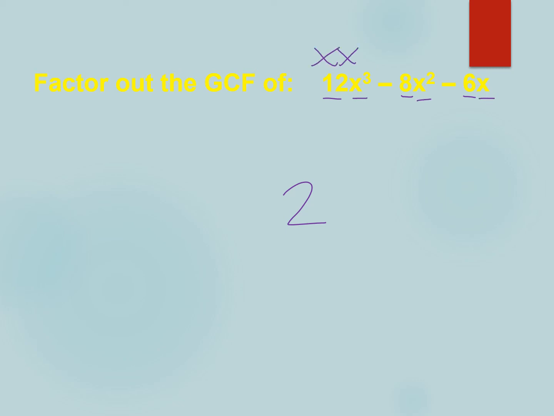This one has 3, this one has 2, and this one has 1. So they only have 1 in common. So I'm going to take that 1 out here. And then my parentheses, so I'm going to divide by 2x on each of these terms.